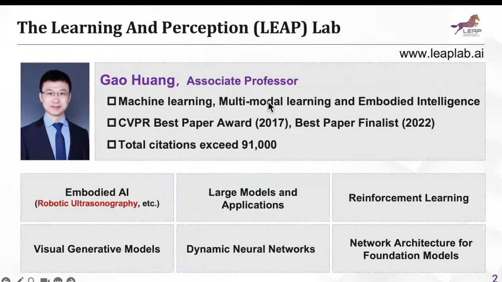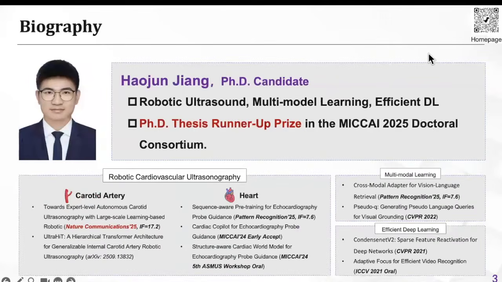My research is conducted under the guidance of Associate Professor Gao Huang from the Learning and Perception Lab, and you can find more information about our lab on the website. Now a bit about my background. My research focuses on three key areas: robotic ultrasound, multimodal learning, and efficient deep learning. To date, I've contributed as first and/or co-first author to 8 publications in top journals and conferences, such as Nature Communications, Pattern Recognition, CVPR, and MICCAI.